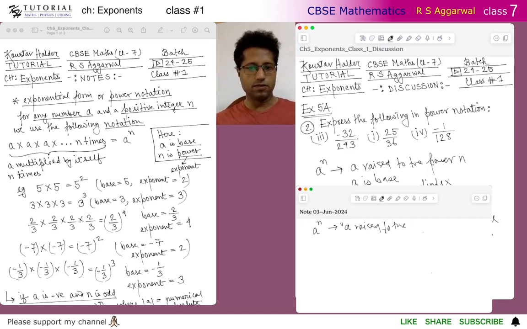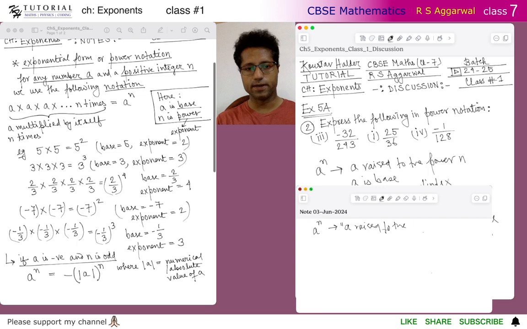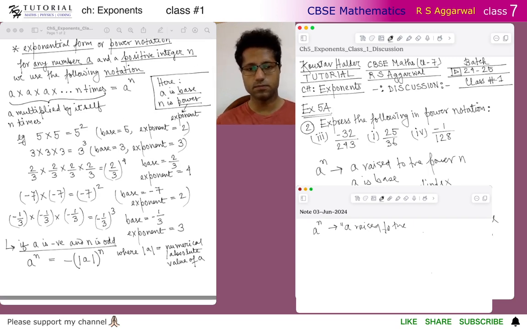Now you can see on the left hand side, I have a few examples, like 5 multiplied by 5, 2 times. So n is 2. We write it as 5 raised to the power 2. Here the base is 5 and the exponent is 2. Similarly, 2 by 3 multiplied 4 times is 2 by 3 raised to the power 4. Here the base is 2 by 3 and the exponent or index is 4. Similarly, the number a can also be negative. If you multiply minus 7 2 times, it is minus 7 raised to the power 2. We say minus 7 square, or if n is 3, we say cube, like that.